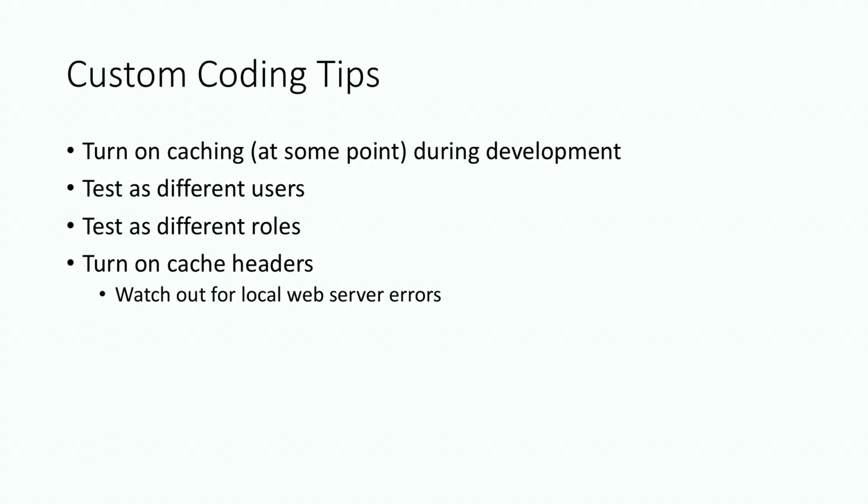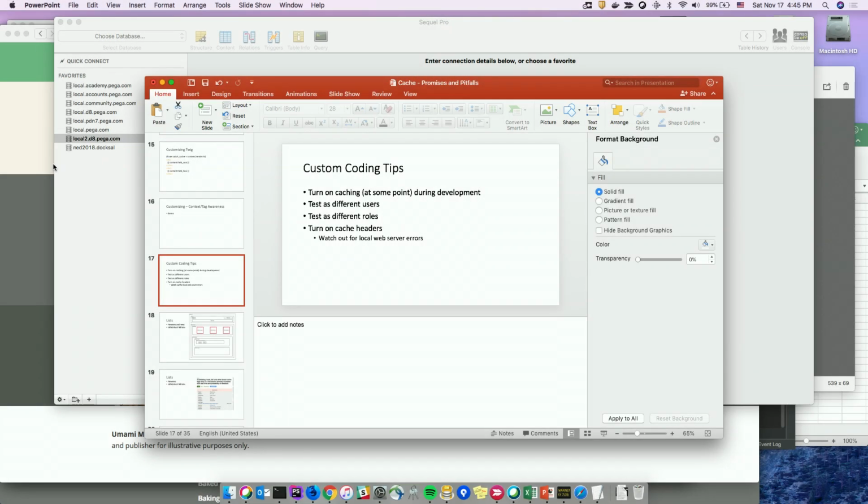Test as different users like we did. Test as users with different roles. And one thing is to turn on cache headers. In your development services YAML, I'll just show it. There's a setting to add cacheability metadata information to the response headers.